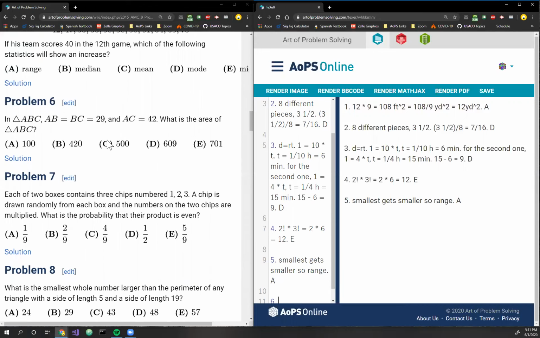Okay, so for number 6, we have a triangle. And in this triangle, it's an isosceles triangle.